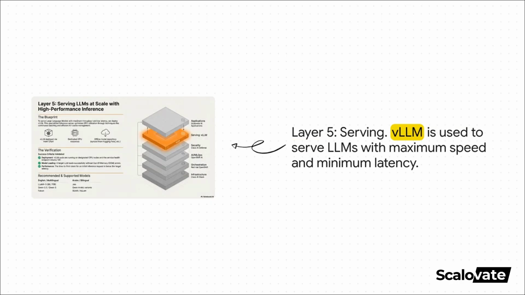And finally, to get that lightning-fast, real-time feeling for the user, you need layer 5, high-performance serving. This is handled by a specialized engine, like vLLM, which is designed to run these huge language models with maximum speed and efficiency. This is the layer that makes the AI feel instant.